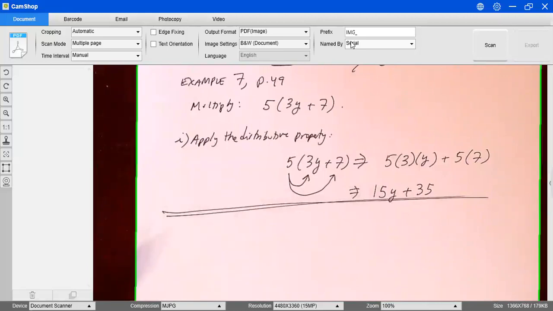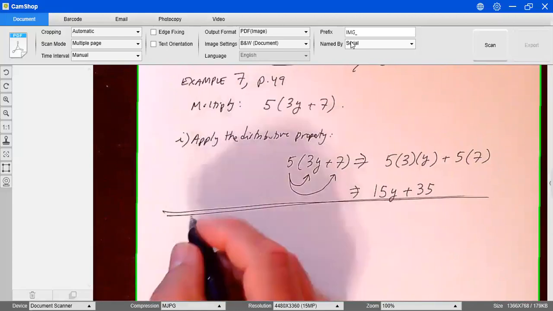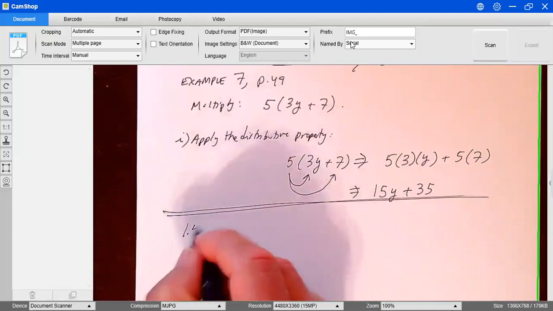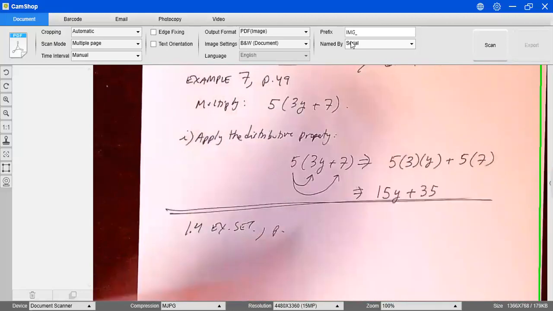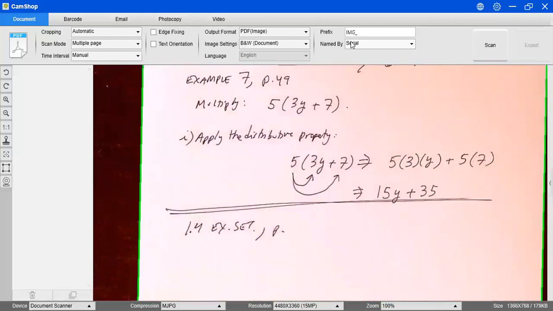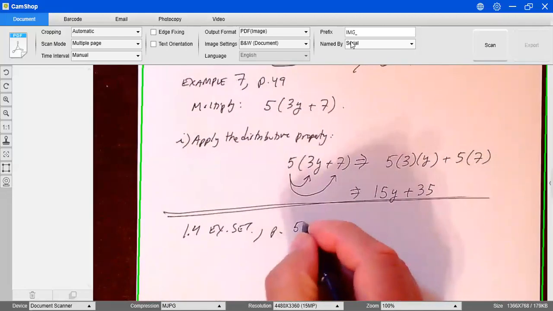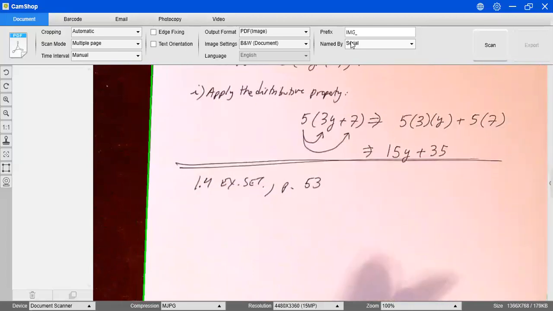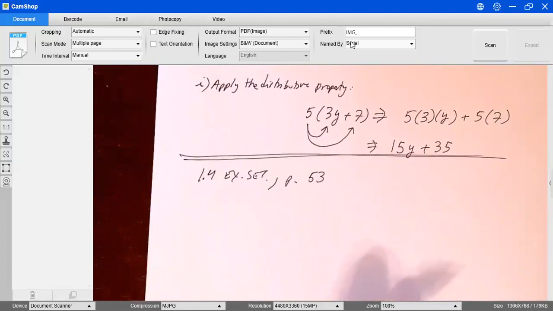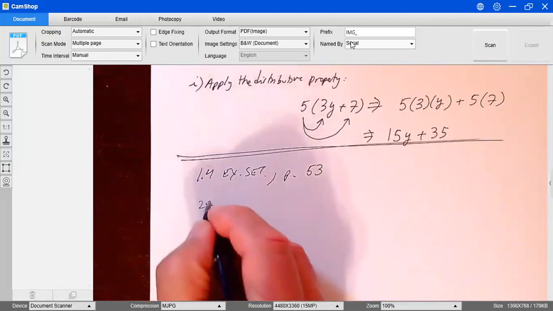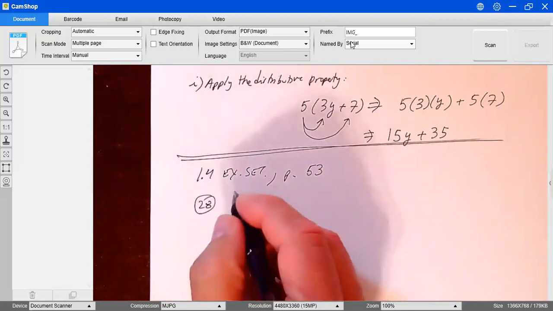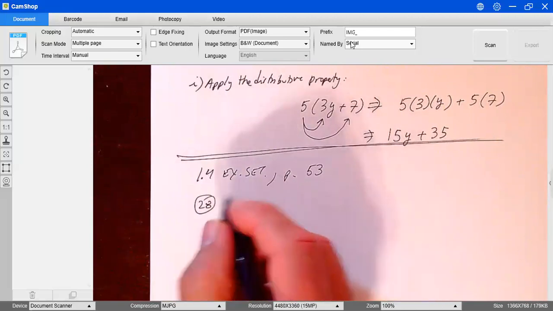So I'm going to give you an assignment. This is from the 1.4 exercise set, on page 53. So I'm going to write the problems. There are 6 problems, and I want you to solve all the 6 problems. This is important. Remember, this property is very important. You're going to apply the distributive property in all these cases.